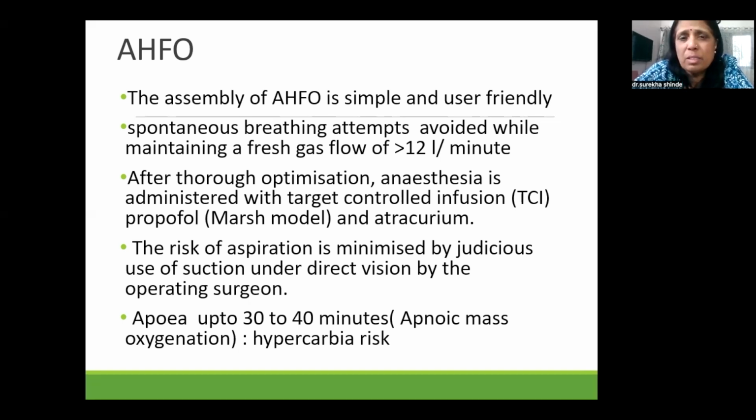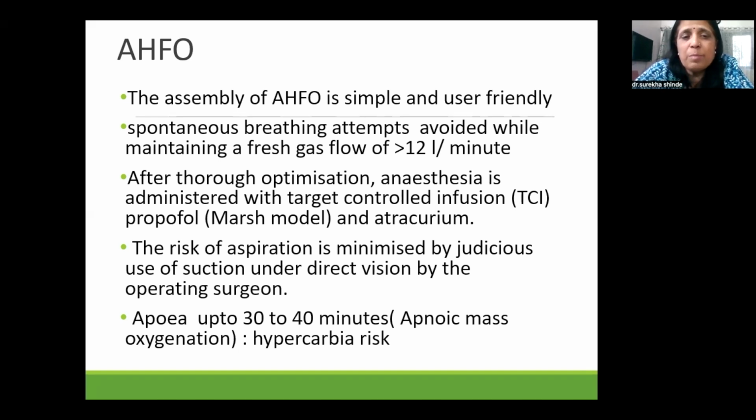Just imagine the patient is given to the surgeon, the TCI pump is running with propofol and atracurium, the patient is totally apneic. You are giving a fresh gas flow of more than 12 liters up to 20 liters per minute. And the real crux is that apnea up to 30 to 40 minutes can be tolerated. You know how apneic mass oxygenation works, especially in case of difficult airway. We are using this apneic mass oxygenation, especially in obese patients also.